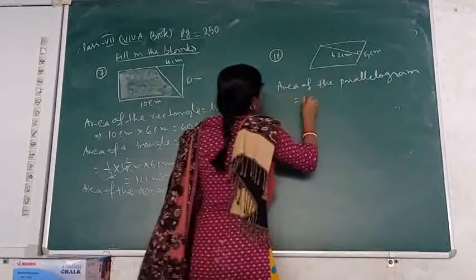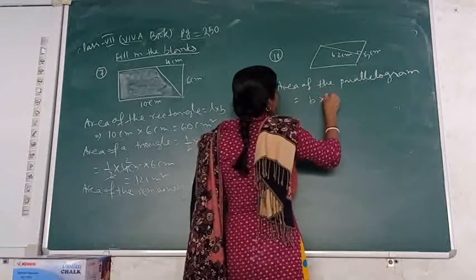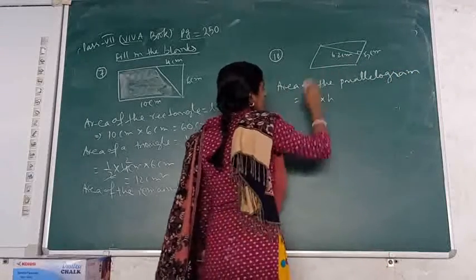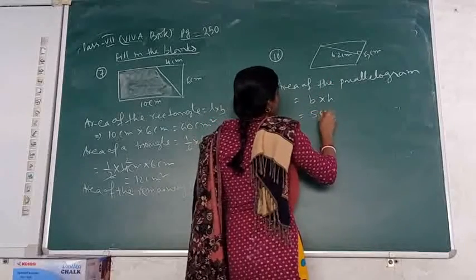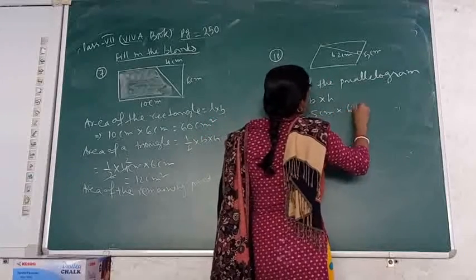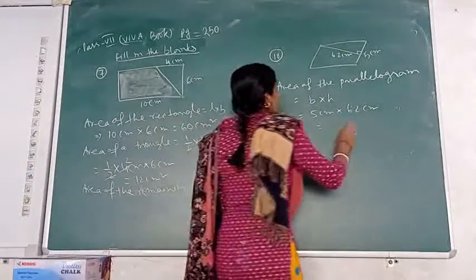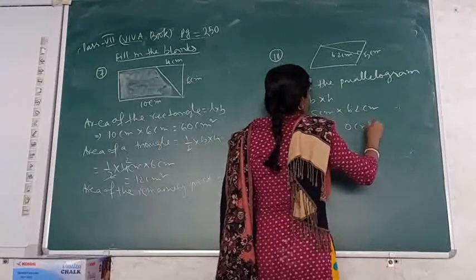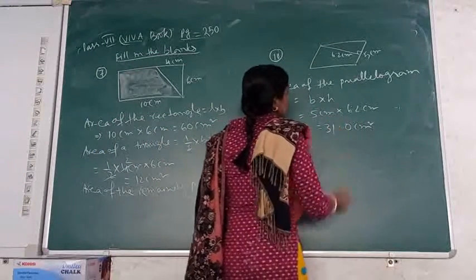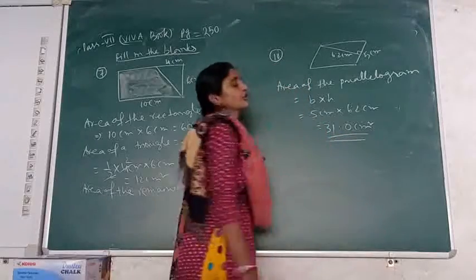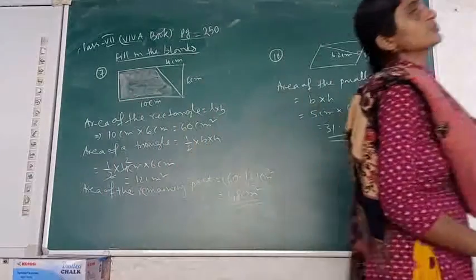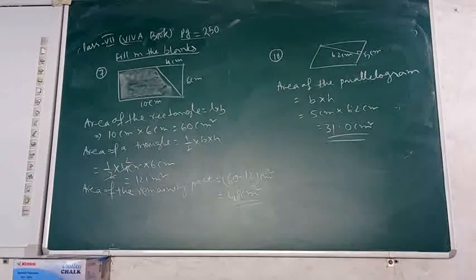Yes, area of the parallelogram, that is equal to what? We know base into height. Base into height, whereas base has been given 5 centimeter, height has been given 6.2 centimeter. Yes, let's multiply these two. What are you getting? 5 twos are 10. Then 5 threes are 30 plus 1, 31. So that area we will get here, that is equal to 31 centimeter square. So I hope you can solve the remaining questions. Let's try the remaining questions. We will discuss the doubts afterward.